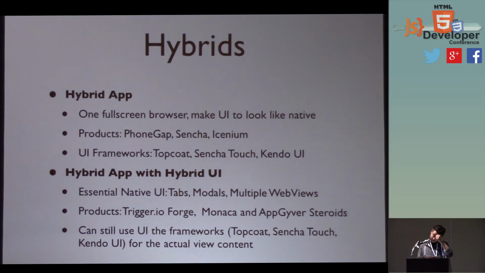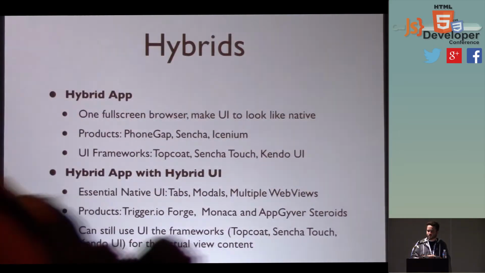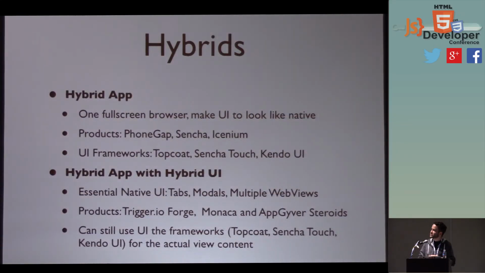So there are different kinds of hybrids. There are hybrid apps and hybrid apps with hybrid UI. And the hybrid app was that one full screen browser, and you have to make the UI native-like with CSS and HTML. And the products for that are PhoneGap, Sencha, Icenium, and some others. And then those usually come with some kind of UI framework, CSS framework, like Topcoat, Sencha, Kendo UI.